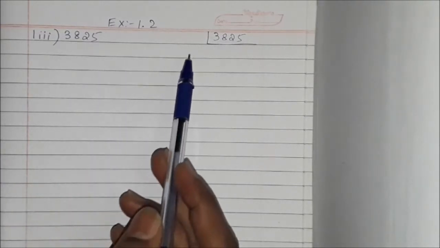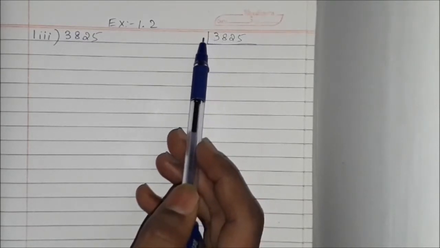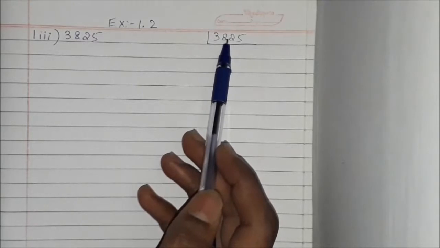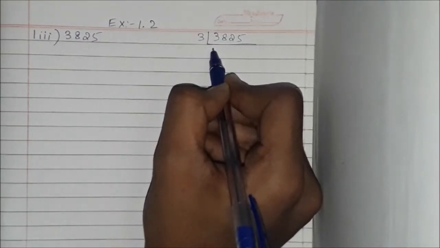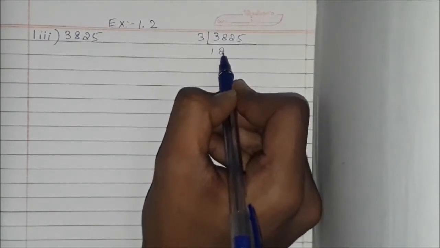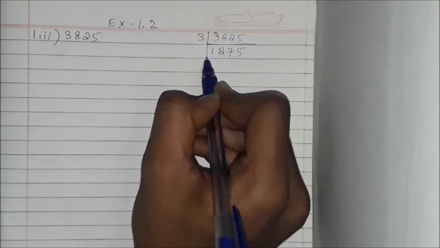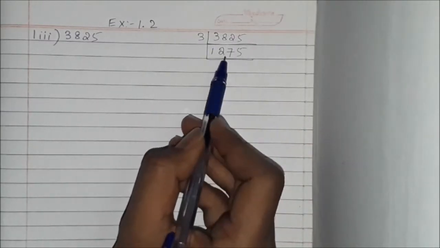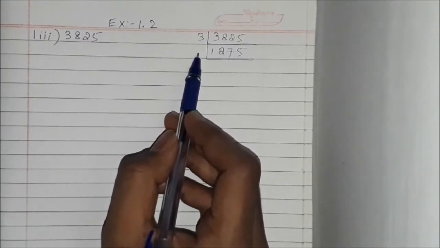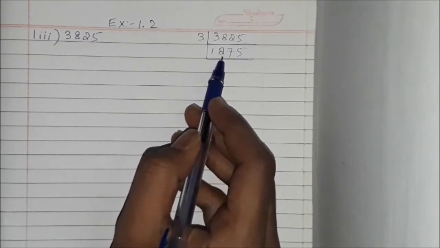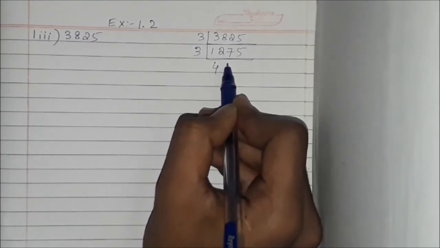Start with 2. Since it is odd, it will not go in the table of 2. Now check with 3. Yes, it will go in the table of 3. Now 3, 1, 2, 7, 5. Now since it is odd, it will not go in the table of 2. Now check with table 3. Yes, it will go.